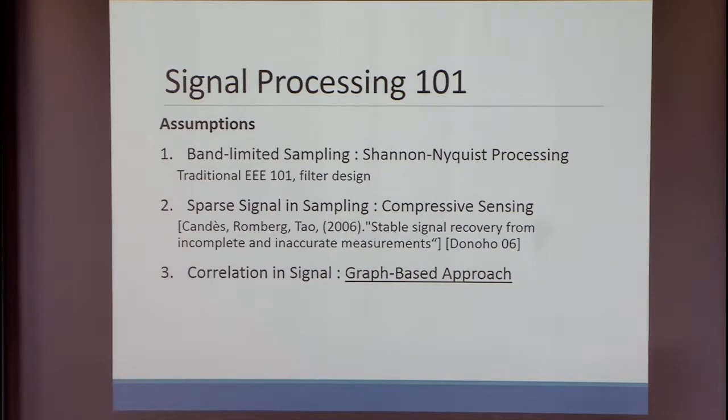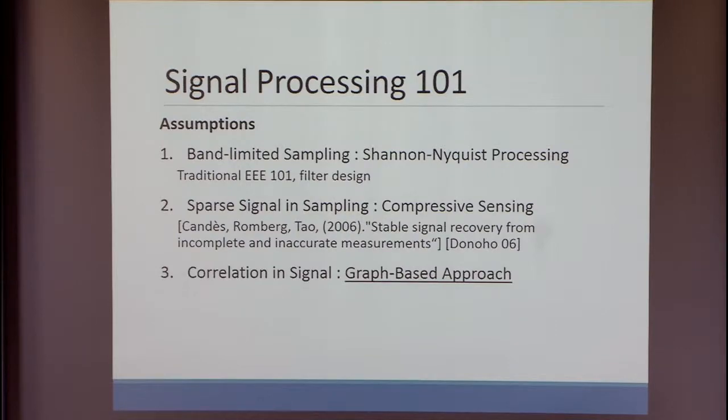All of signal processing has more or less three flavors of assumption. The first one is, if you believe your signal is band limited, then you have your traditional Shannon-Nyquist processing. Almost all of electrical engineering is based on that assumption. So we have filter designs, everything based on the Shannon-Nyquist sampling rate. It's all based on this band limited assumption. Band limited means that your signal is compact and has finite support. So that's the main assumption.